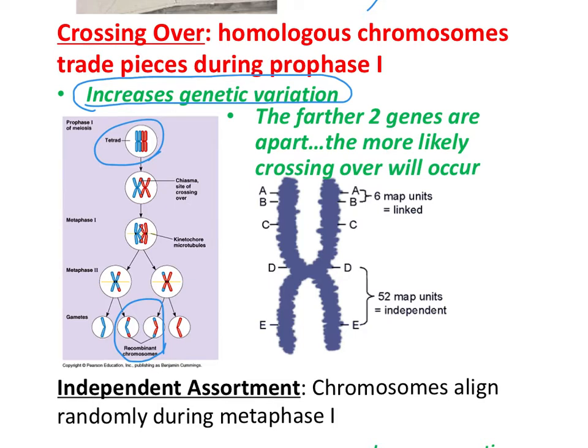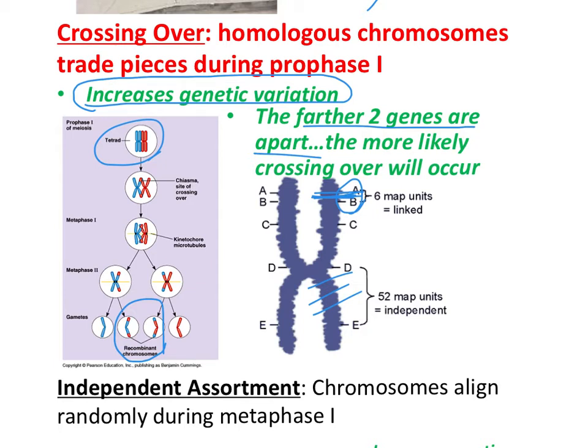In crossing over, the farther two genes are apart, the more likely crossing over will occur. So the chance of A and B getting snipped, like the chance of that chromosome getting snipped between A and B, is not as big as the chance of getting snipped between D and E, simply because if two things are far apart, there's more space for the machinery to get in there and do the cutting and re-gluing of those chromosomes.